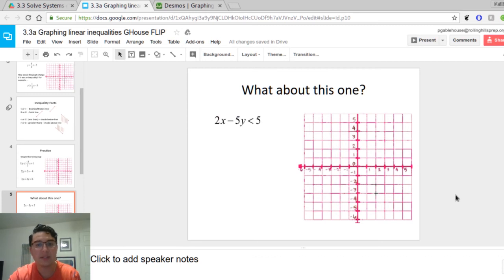Another example for you guys. I'll ask you guys to do this one on your own. Okay, go ahead and solve it for y. I'll give you guys that much here. When you solve it for y, you will end up with, I'll do the math really quick here for you guys. I'm sorry, I don't have this prepared just yet.